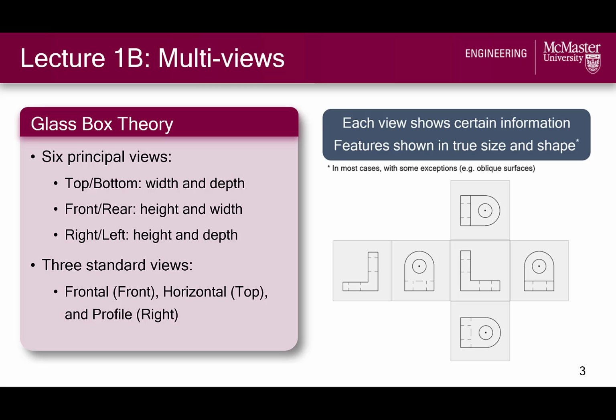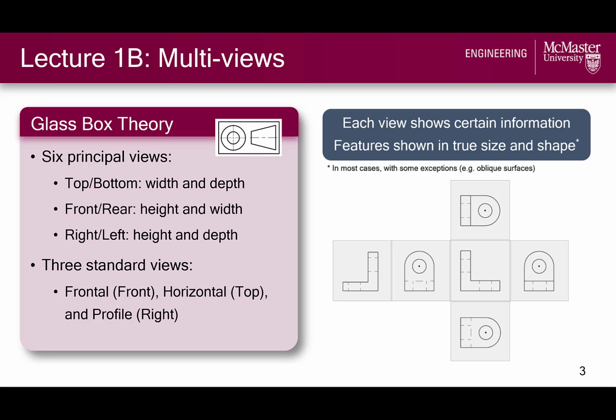We discussed multi-view projections in further detail in Lecture 1b, including how to generate them using the glass box theory, where you place a part within a box, project the views of the object onto the faces of the box, and then unfold the box to obtain the multi-view representation. This is specifically third angle projection, which is used in North America, in contrast to first angle projection, which is used in places like Asia and Europe.